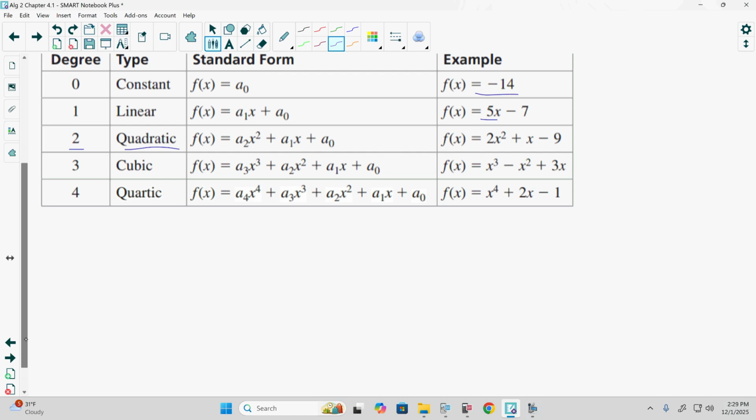If the degree is 3, so we have an x cubed term, it is going to be considered a cubic. And if the degree is 4, it's going to be considered a quartic. Really, we do have functions with degrees of 5, 6, 7, 8, but these are the main 4 or 5 that have a specific name to them. Questions on those so far?